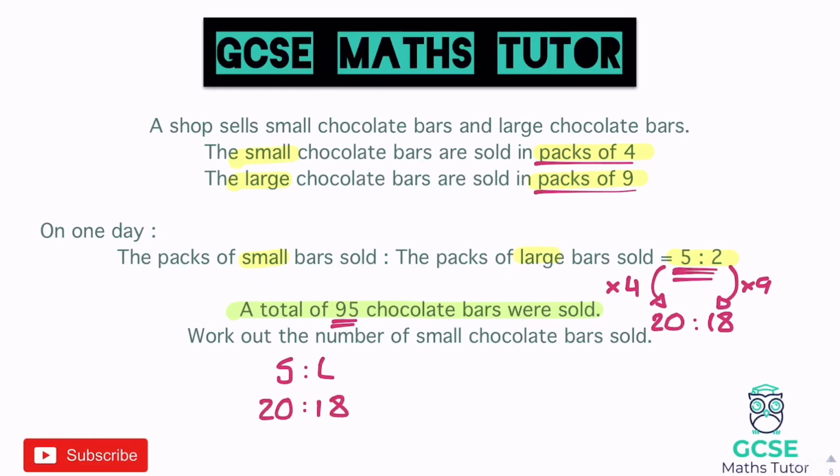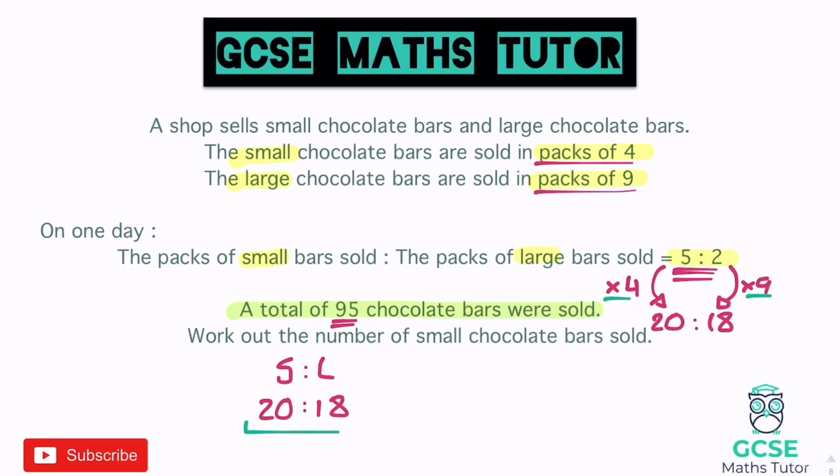Again, if it told us down here the amount of packs that were sold, we wouldn't actually need to do that, but because the information says the amount of chocolate bars that were sold, we just need to change that ratio into an actual amount of chocolate bars, which we've done. We've changed our amount of packs into chocolate bars just by timesing that one by 4 and timesing that one by 9 for the amount of chocolate bars that are in each pack.